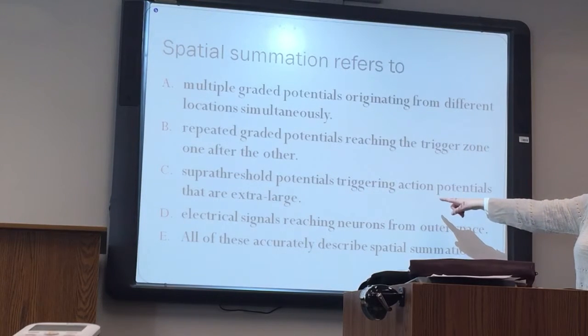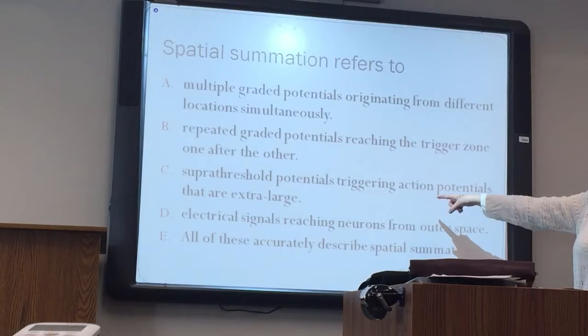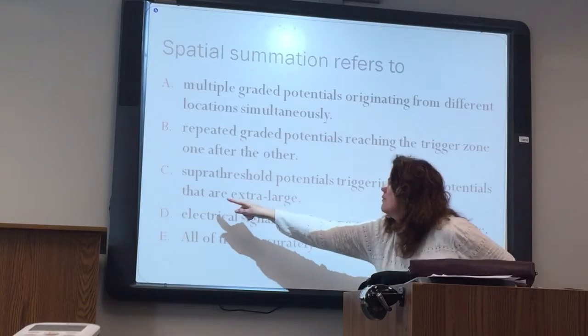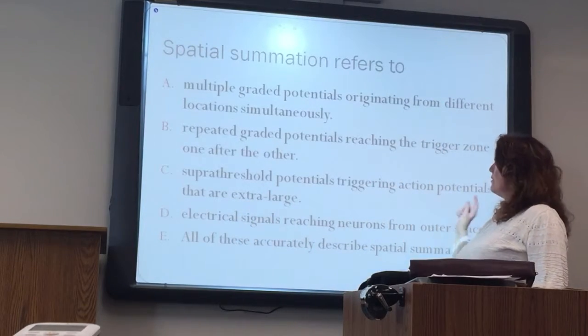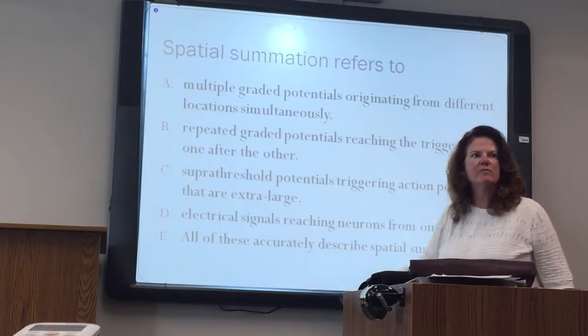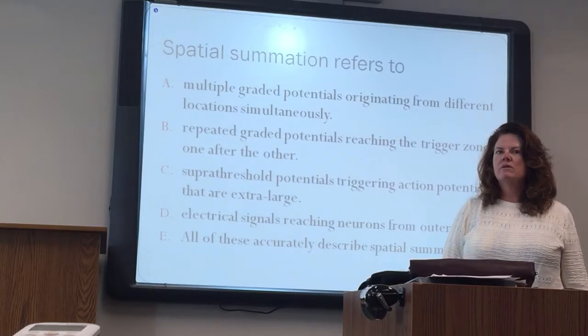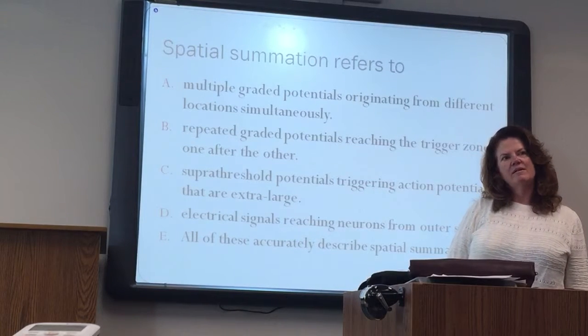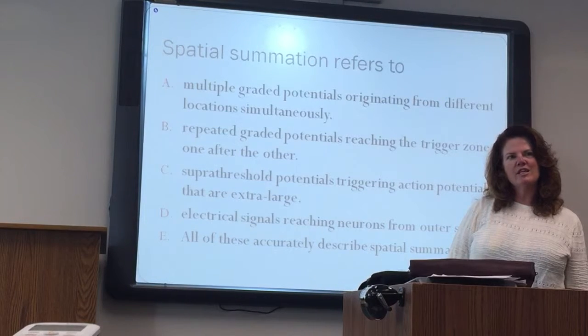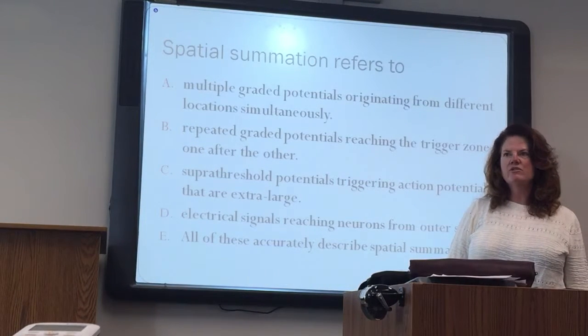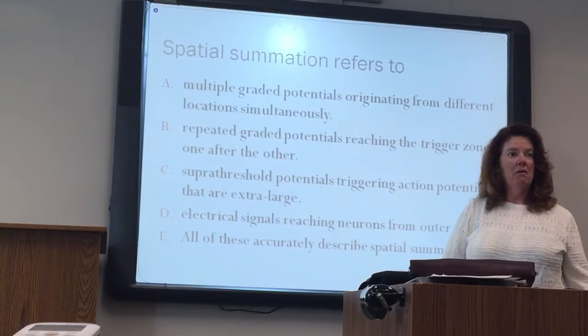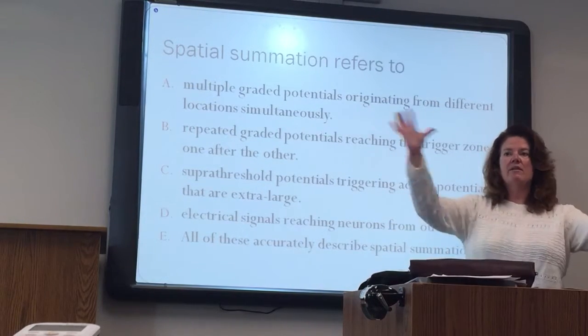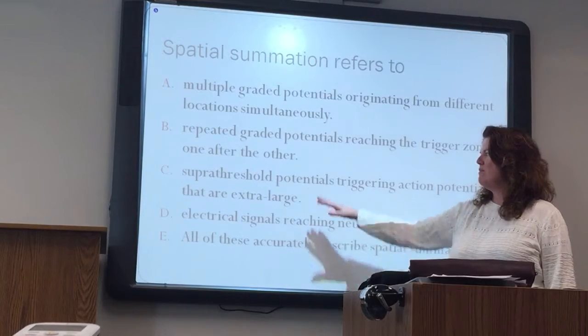Okay, this one can't be right. Why is this one wrong? What was wrong with this part right there? What do we know about action potentials? They have a little threshold. Okay, there's a threshold, but there is no such thing as super. There's no such thing as extra large. An action potential goes to plus 30 millivolts, period. Cannot go any higher than plus 30. So that makes that one wrong.